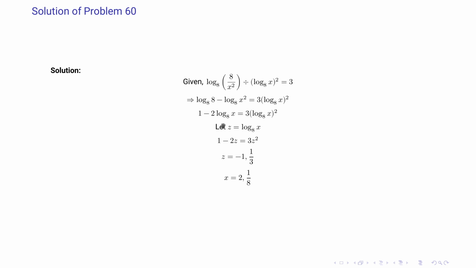base 8 whole square. Now we let z is equal to log of x with base 8. We get the quadratic equation 1 minus 2z is equal to 3z square, which we solve to get z is equal to minus 1 comma 1 by 3. So x is 2 and 1 by 8.